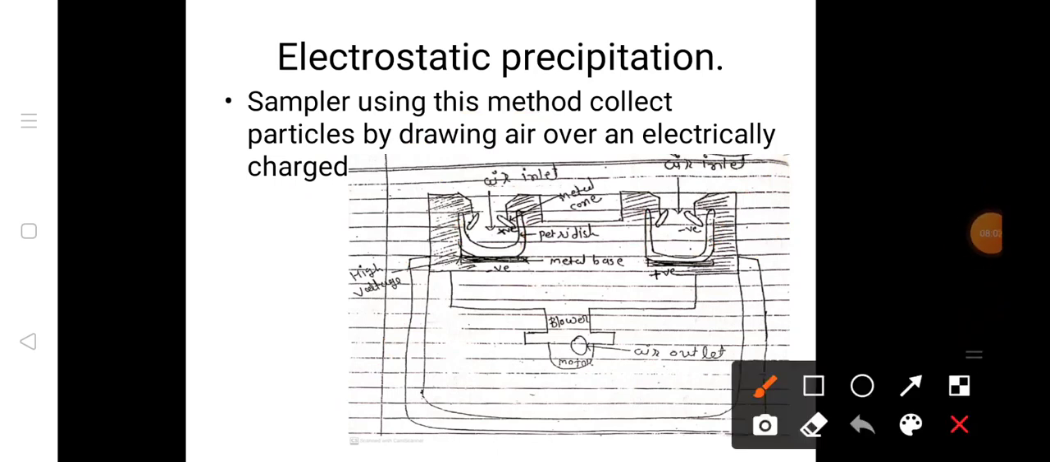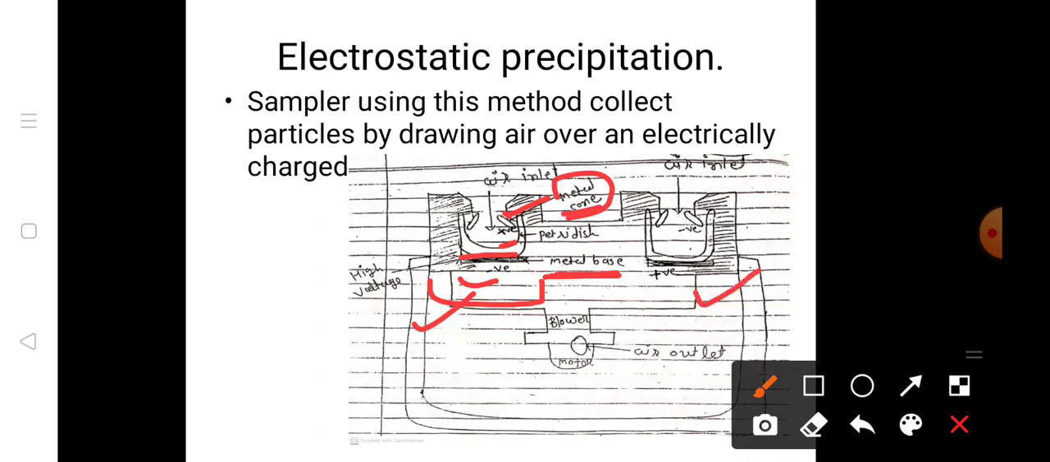If I discuss one unit, suppose this is the first unit, it has a lower electrode. This lower electrode is made of a metal base which is negatively charged. And the metal cone you can see here is positively charged. So in one unit, the lower electrode, or metal base, is negatively charged and the metal cone is positively charged.